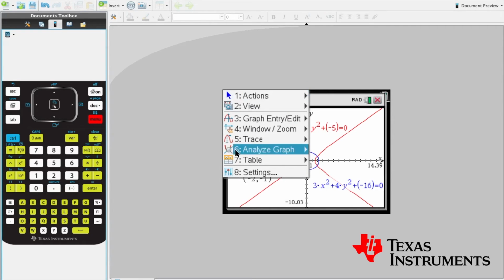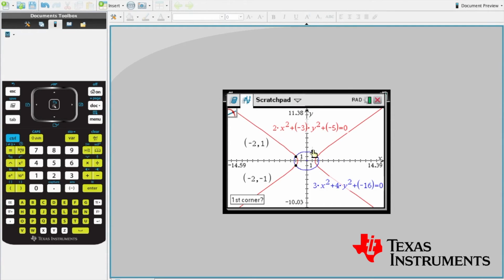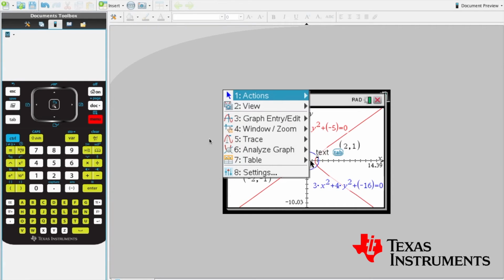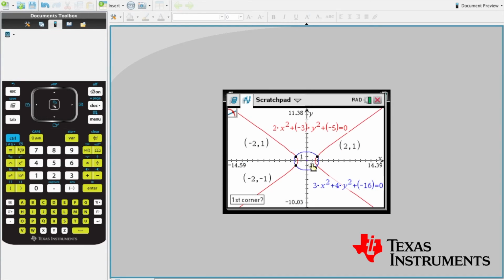All right, let's find the other two intersections. Menu, analyze graph, intersection. First corner we'll put here, and then it found an intersection. So we'll click there, and it found that we have an intersection here at 2, 1. Next, we'll go to menu, analyze graph, intersection, and then it asks for a corner. So we'll go here and we'll drag it out till we find this other intersection. And now our fourth intersection is at 2, negative 1.